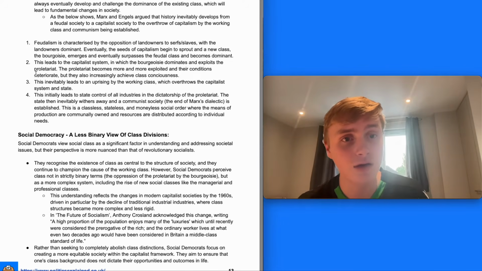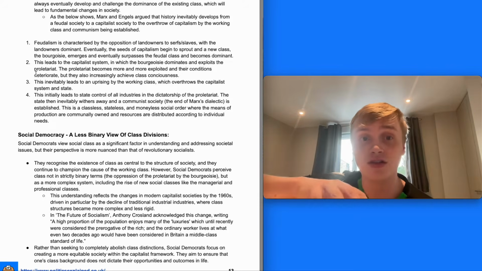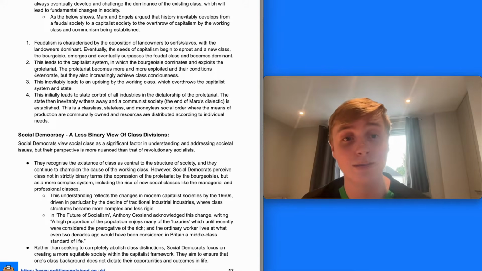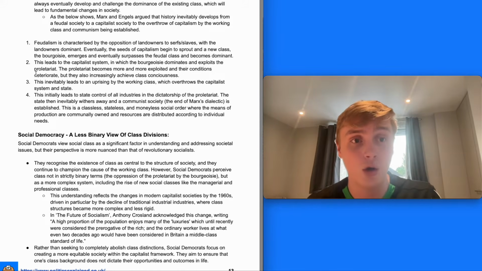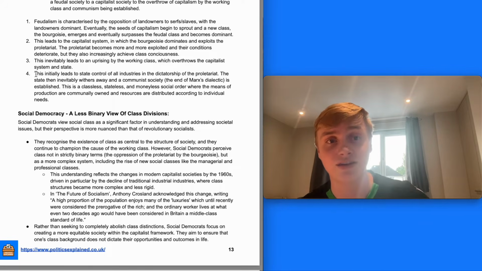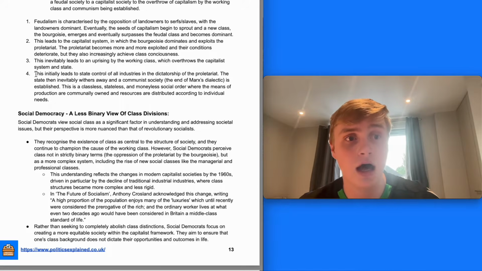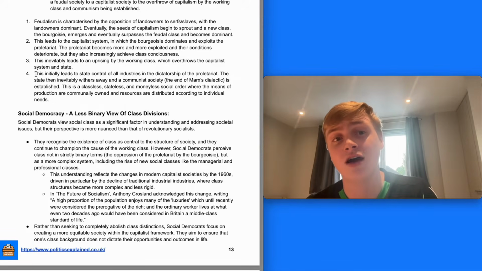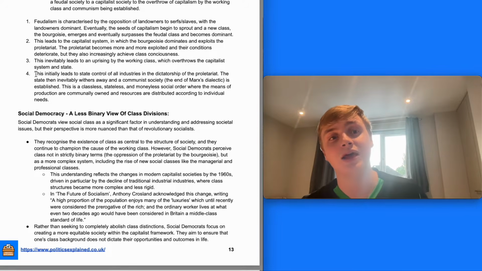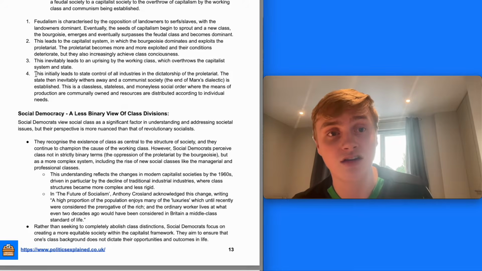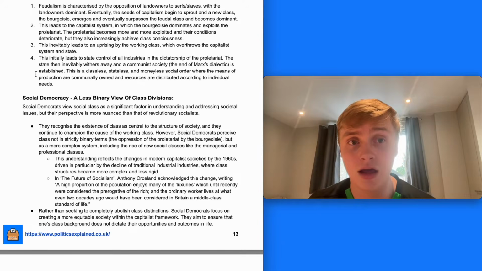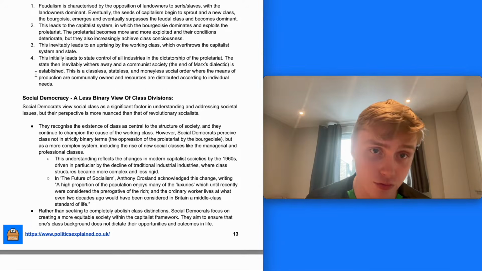So they believe it starts with feudalism, where the two classes are landowners and serfs or slaves, and eventually the seeds of capitalism sprout a new class, which is the bourgeoisie, who eventually emerge and overcome the feudal class and become dominant. You then have this capitalist system where the bourgeoisie dominates and exploits the proletariat, and the proletariat becomes increasingly exploited, and their conditions are worse and worse. But as a result, they also increasingly achieve class consciousness.